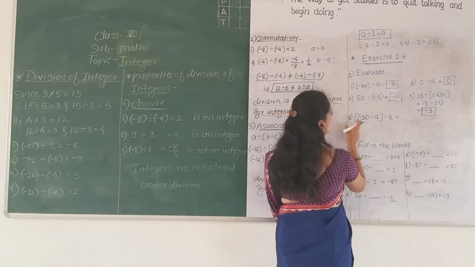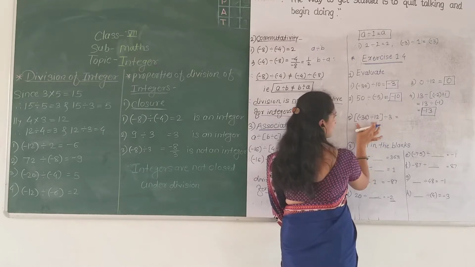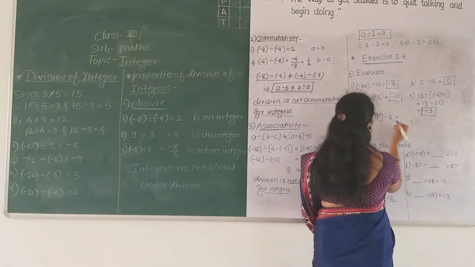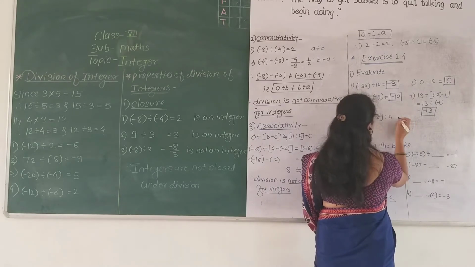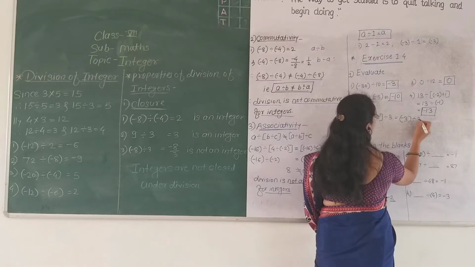Okay? Look at here. Negative 36 divided by 12, divided by 3. Now first concentrate on the bracket here. Negative 36 divided by 12. 12 3s are 36. So here negative 3 divided by 3.